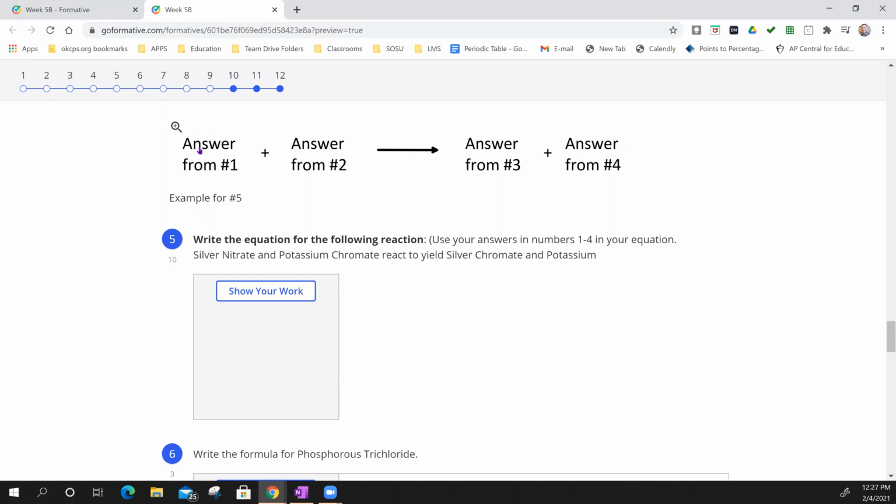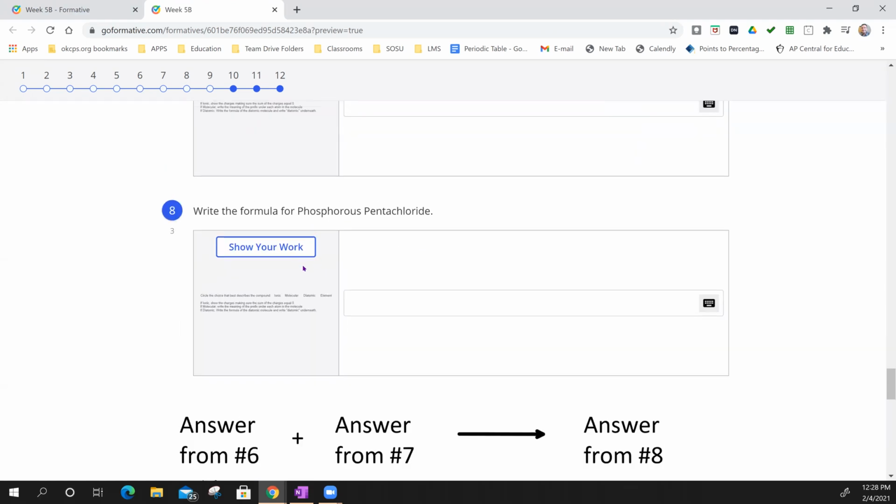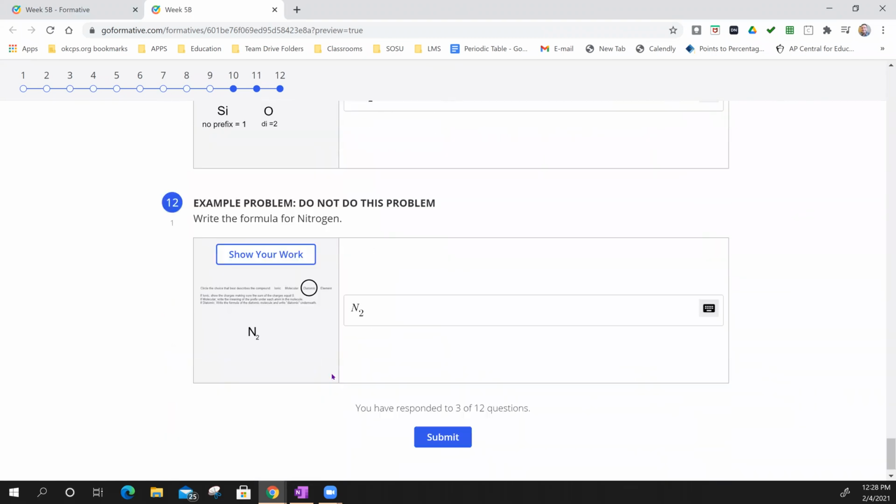It should look like your answer from number 1. So the formula you developed for number 1, plus the formula for number 2, arrow, formula for number 3, and formula for number 4. And so that's what you're going to show in your work there. When you get to number 9, it's going to look like the formula you had for number 6, the formula for number 7, arrow, formula for number 8. Okay, so if you're doing these formulas right, then you're going to come up with the right equation, and you're going to be good to go.